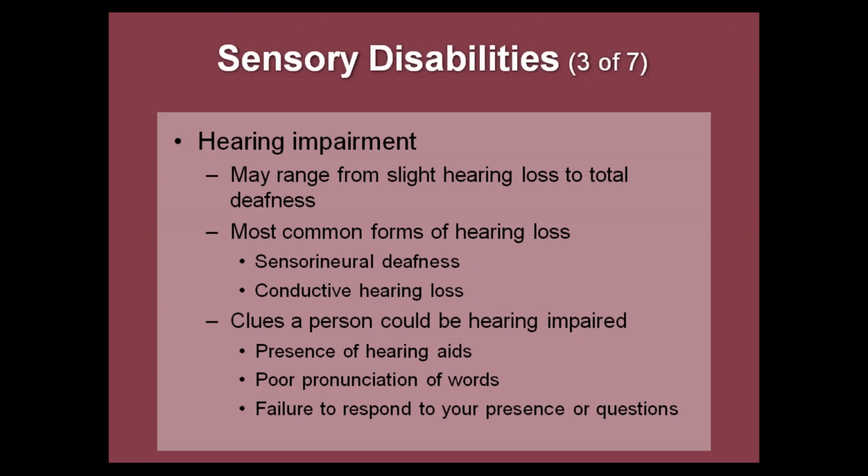Clues a person could have a hearing impairment: presence of hearing aids, poor pronunciation of words. So especially with somebody who was possibly born deaf, they may have learned how to communicate, but the pronunciation of those words is going to be a little bit different, and it's going to sound a little weird. Failure to respond to your presence or questions. So again, as somebody that doesn't understand, they're not hearing, they may not respond to your presence.